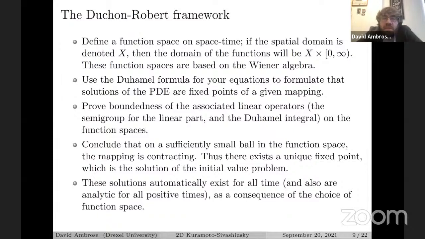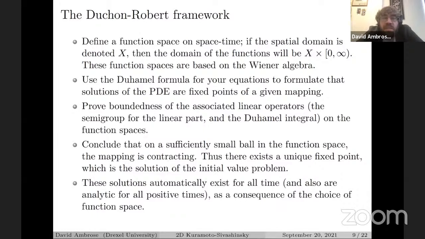I'll go over this Duchon-Robert argument for a few minutes. So you start by defining a function space on space-time. If we call the spatial domain X, so here that's going to be 0 to L1 cross 0 to L2 with periodic boundary conditions, then the domain of functions on space-time will be X cross 0 to infinity. So if I prove existence of a solution in this space, it's necessarily global, because right from the start, my temporal domain is 0 to infinity.